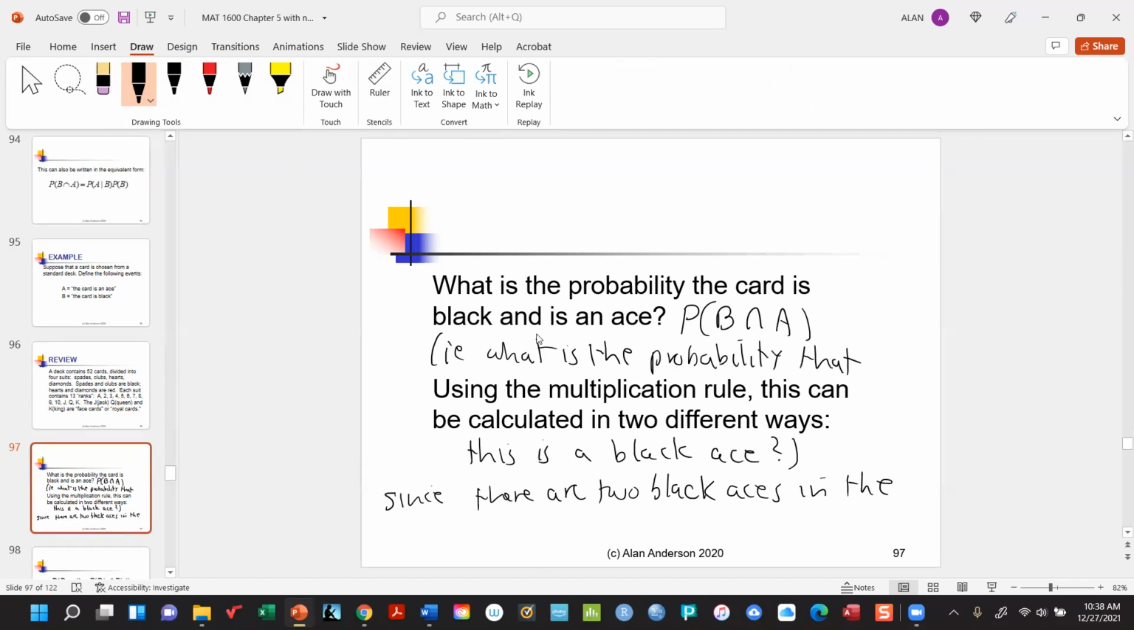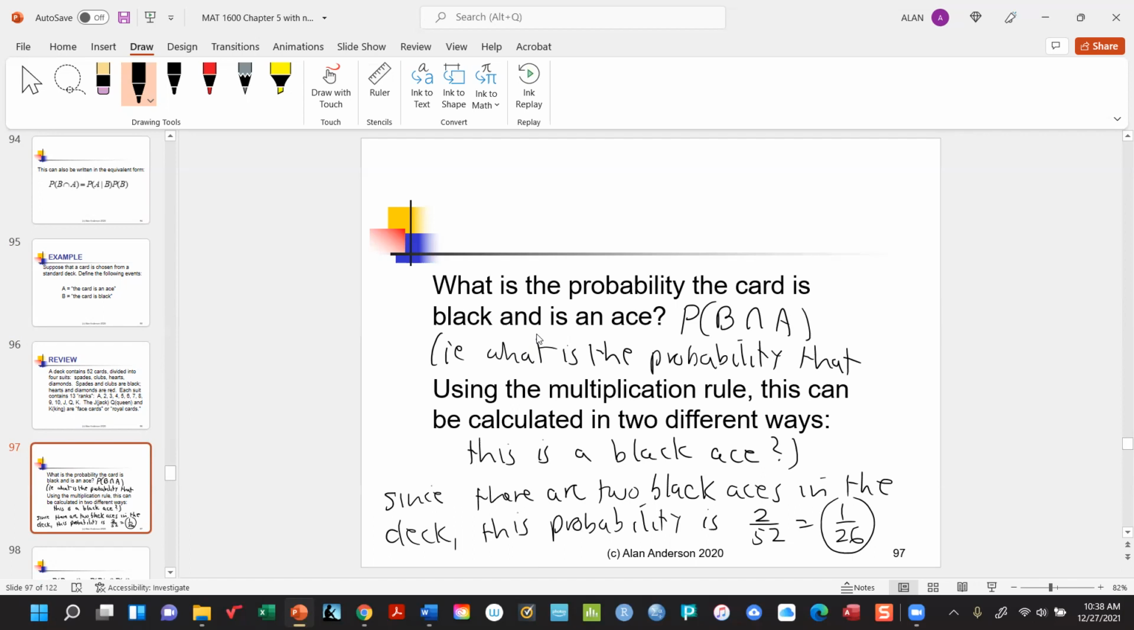Before we even start doing the multiplication rule, we already know that this probability has to be 2 out of 52. Again, because there's 52 cards equally likely to be chosen, of which two are black aces. So the probability is very simply 2 out of 52 or 1 out of 26, but it's not always possible to do this. You don't necessarily always have full information about the sample space. So it's good that we have alternative ways of coming up with these probabilities.